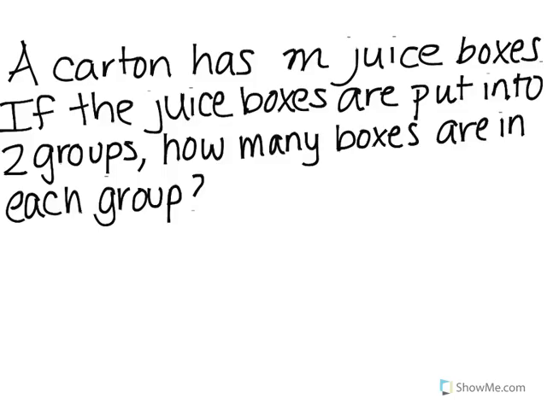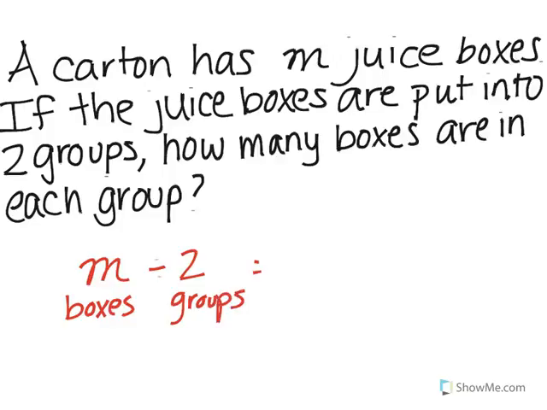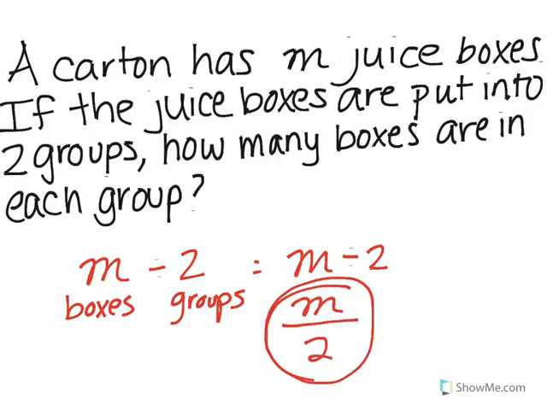But over here, a carton has m juice boxes. If the juice boxes are put into 2 groups, how many boxes are in each group? So we have m boxes divided by 2 groups equals, we can't solve it, but we can rewrite it and simplify it. m divided by 2, or m over 2. Both of these are correct. Get used to writing it this way.